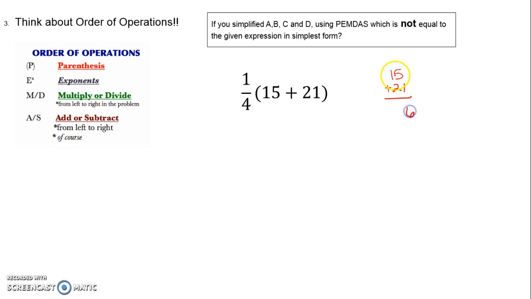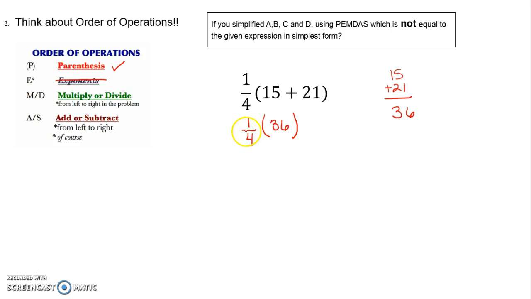5 and 1 is 6. 1 and 2 is 3. 15 plus 21 is 36. So now we have 1/4, and within parentheses, we have 36. So we've just handled our parentheses. There are no exponents, so we don't have to worry about exponents. Then it says multiply or divide left to right.